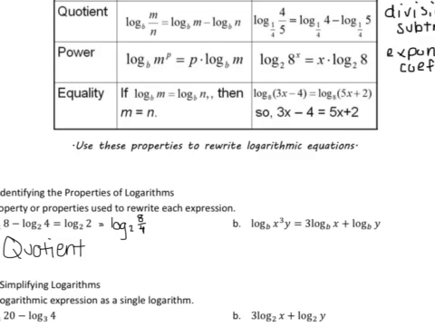I think they used more than one on this. So what do you notice? The power one, because our exponent ended up in front, and what else? Product, because it went from multiplication to addition. So power and product.